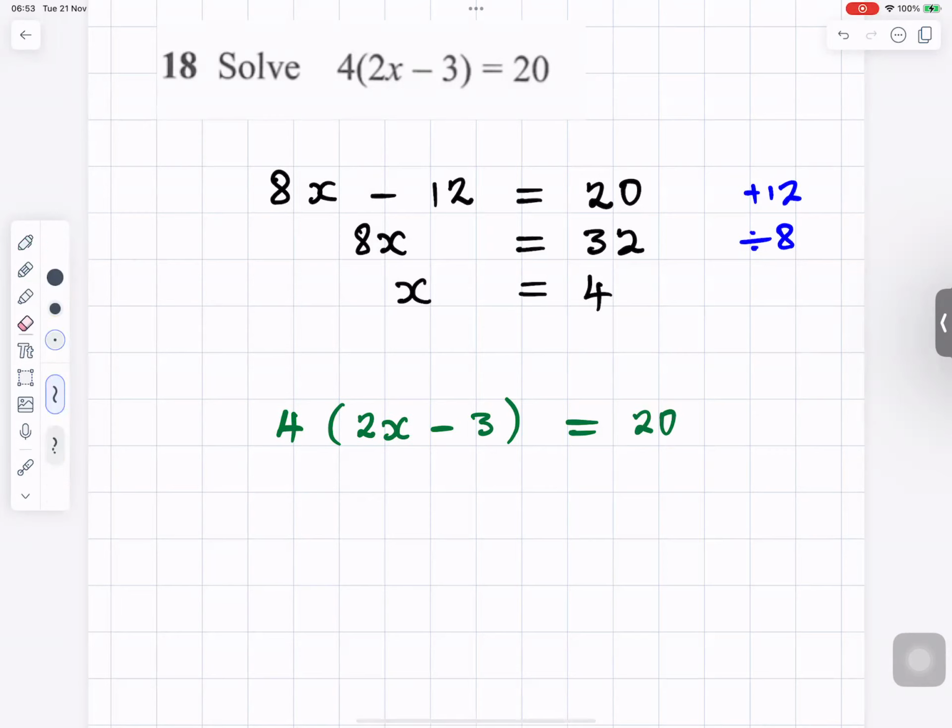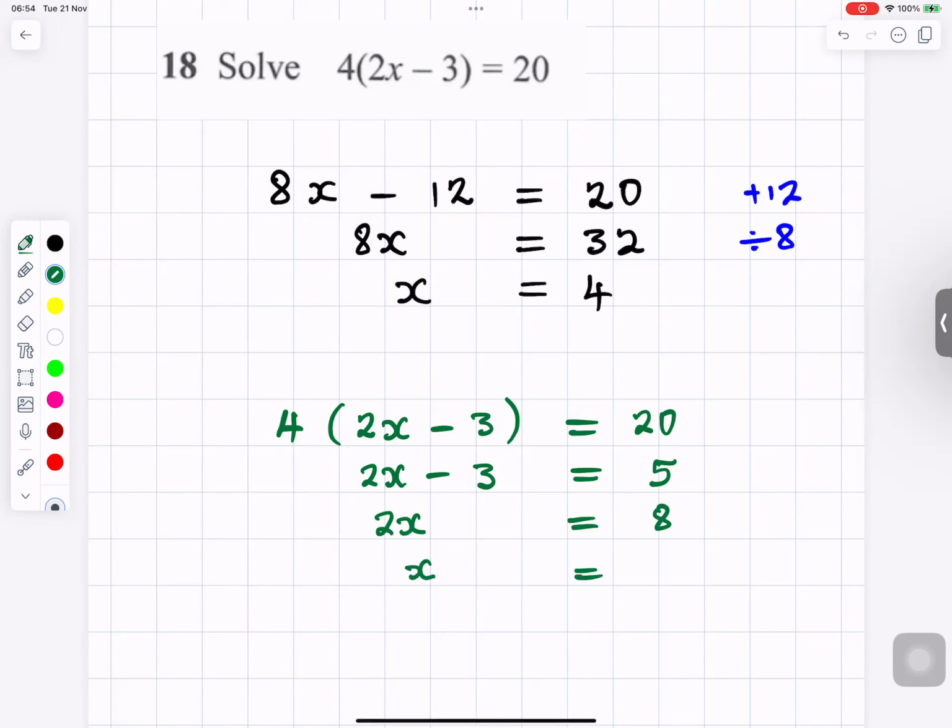So you divide by 4. You're left with 2x minus 3. 20 divided by 4 is 5. And then you add 3 to both sides. So 2x is equal to 5 plus 3 is 8. You divide by 2, x is equal to 8 divided by 2 is 4. So you get the same answer. So the first thing I did here was I divided by 4. Let me put the things I did so you know. I divided by 4.